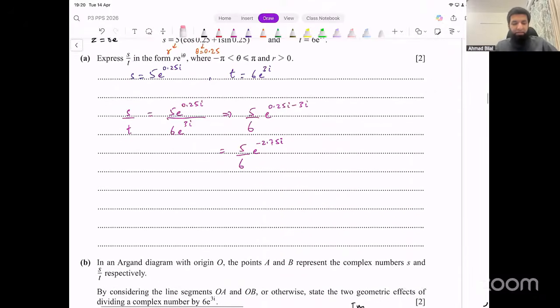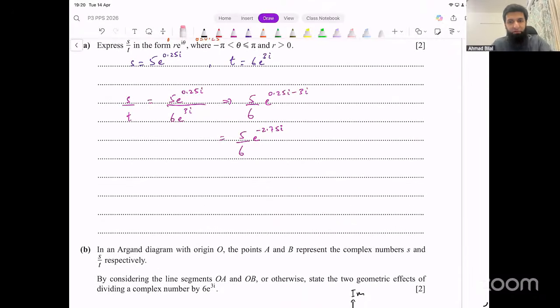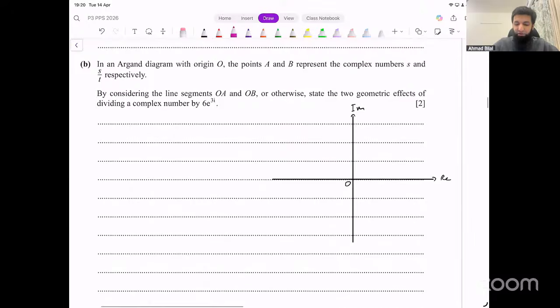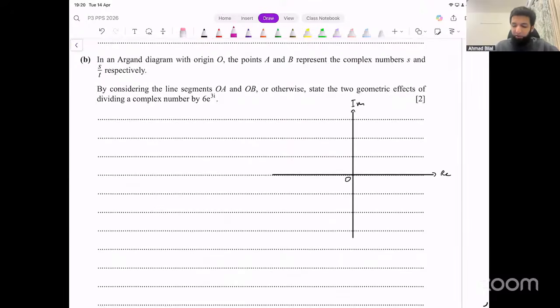0.25 is an acute angle. So it's going to be in the first quadrant. The argument is 0.25. Modulus is 5. 5 means the distance from origin is 5 units. So we mark a point that is 5 units away from the origin at an angle of 0.25. It would look something like this. This might be a point 5 units away such that its angle is 0.25. This is the point S. Okay. In fact, they're saying A and B represent S and S over T respectively. So we can call this point A.